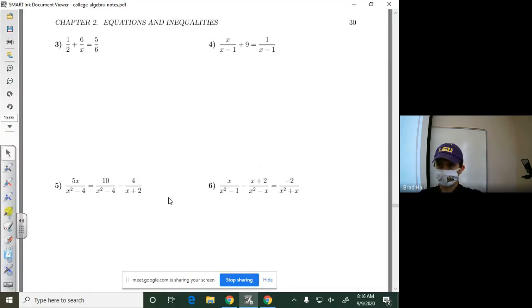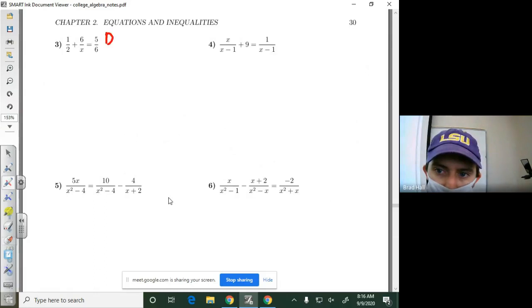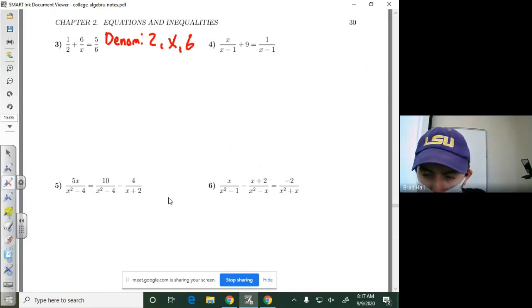So notice, for part 3 here, we have a variable in the denominator as well. So now with our denominator, we have a 2, x, and a 6. So this is one step above what we had before. Before we had all numbers. So if it were just 2 and 6 as the denominators, our least common denominator would be 6. But now there's an x in the way.